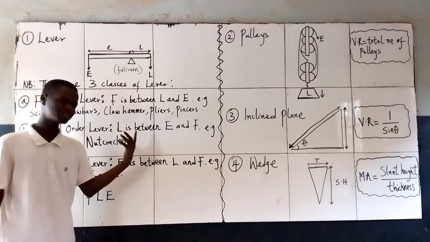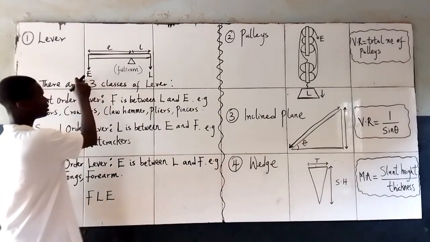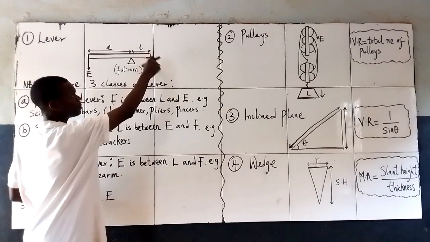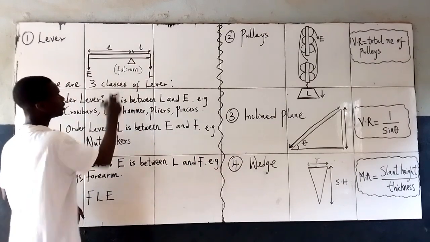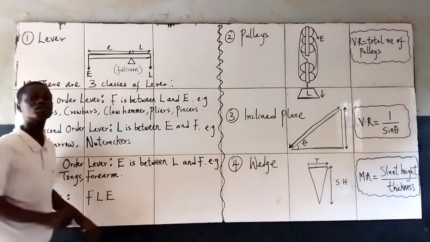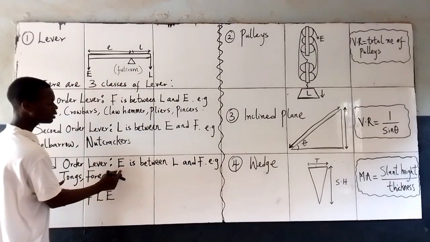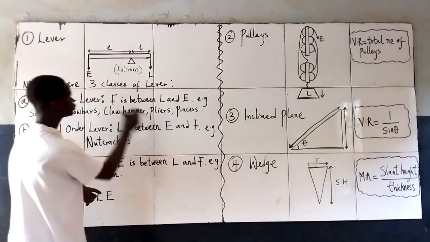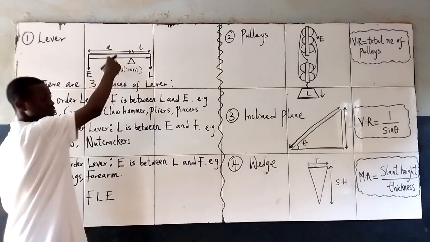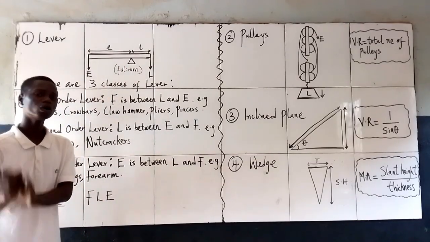What do I mean by this? Now, how does this represent here? You will have something like E here, fulcrum will be here, the pivot will be here, then the L will now be here. This thing you are seeing will now be in the middle. So that one is called the second order lever. While for third order lever, E will be in between L and F. So L will be here, the fulcrum will be here, and E, the force called effort, will now be in the middle. That one is called a third order lever.